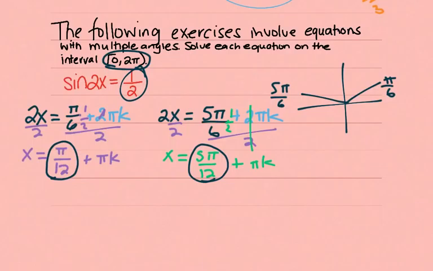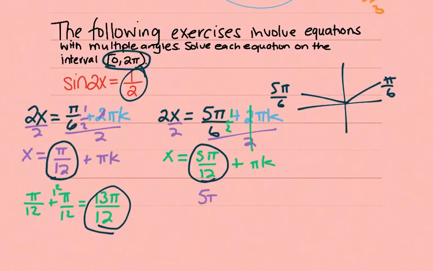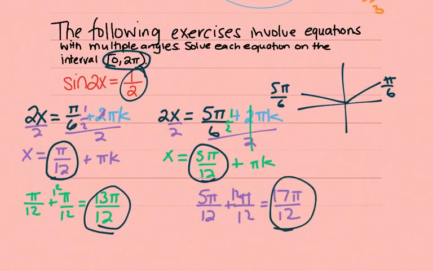My answers are pi over 12 plus pi, and I have to see if that falls within my range of 0 to 2 pi. So if I take the pi over 12, and I add pi to it, which becomes 12 pi over 12, I get 13 pi over 12. Is that less than 2 pi? Is 13 over 12 less than 2? Yes. So I have another answer. And if I did the same thing on the right side, 5 pi over 12 plus pi, which is 12 pi over 12, I get 17 pi over 12. Is that less than 2 pi? So I have another answer.